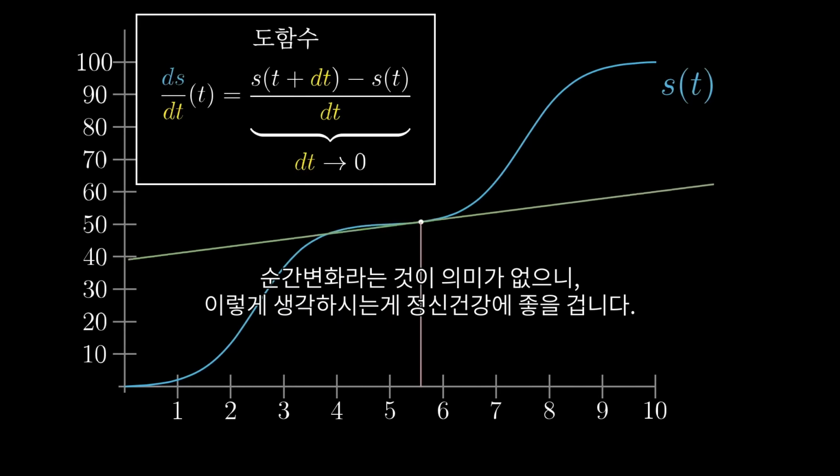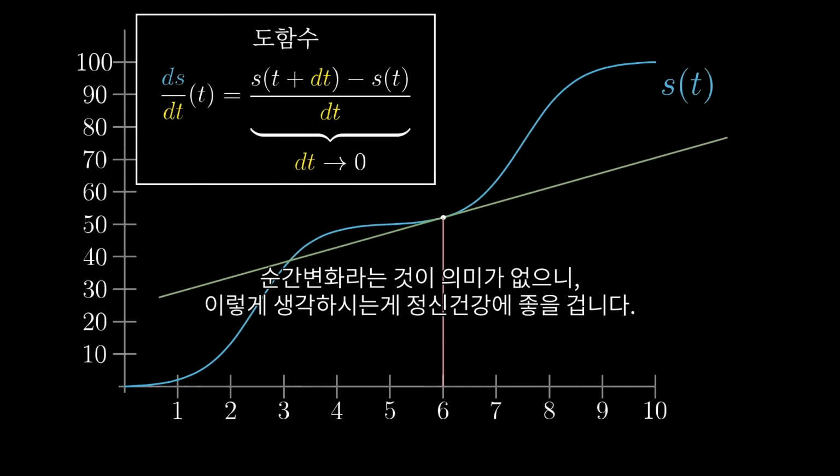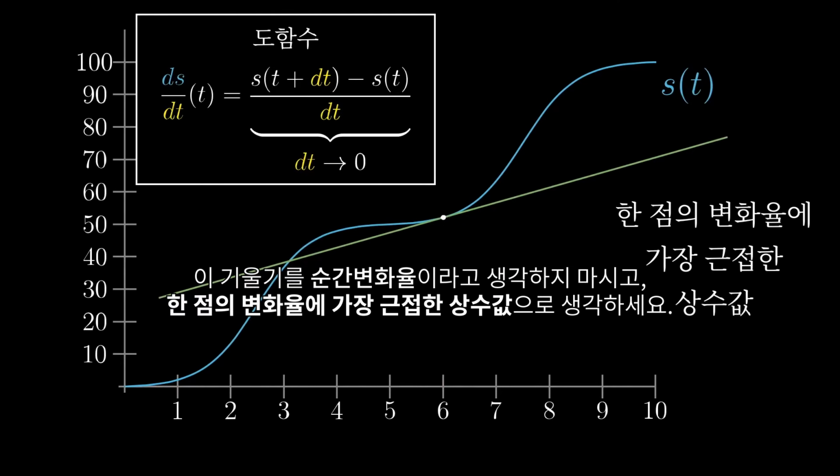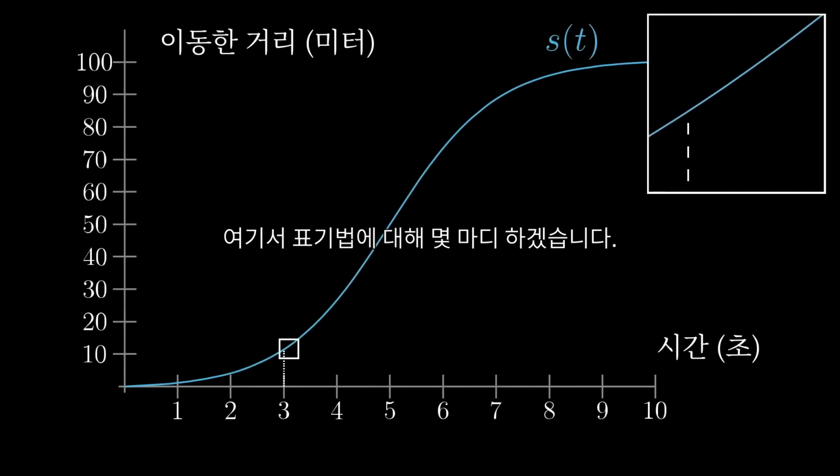And because change in an instant still makes no sense, I think it's healthiest for you to think of this slope not as some instantaneous rate of change, but instead as the best constant approximation for a rate of change around a point. By the way, it's worth saying a couple words on notation here.